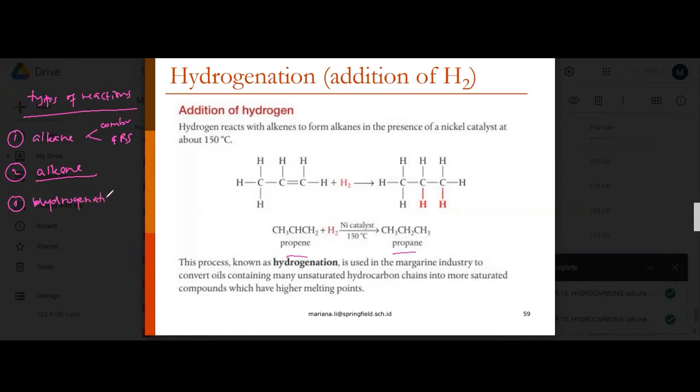Please don't forget, when you make the summary or notes, it is very important to state the conditions for these reactions to occur, such as catalyst or temperature. For hydrogenation, nickel and 150 degrees Celsius. And what's the product formed? After this reaction occurs, the alkene is changed to an alkane.